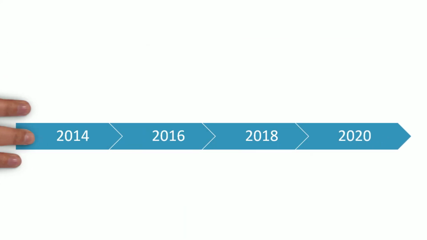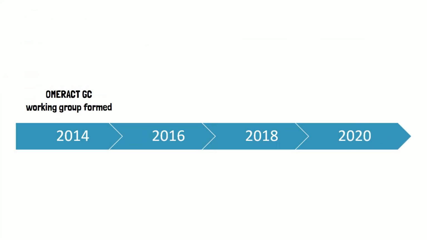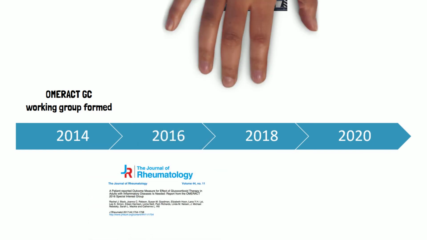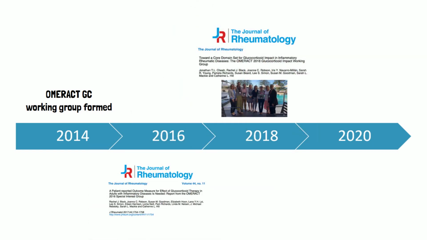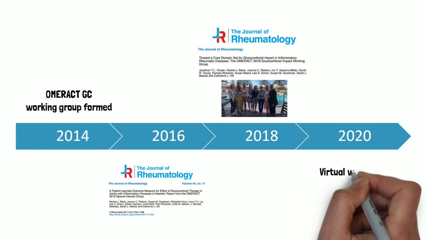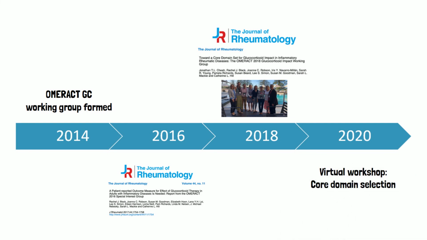In 2014, the Glucocorticoid Working Group was formed to develop a core set of outcome measures for future clinical trials involving glucocorticoids. The group's progress has been presented and published in 2016 and 2018. Following the OMERACT process, we have been working to develop a core domain set to be presented at the 2020 workshop, which we hope you'll be able to join.